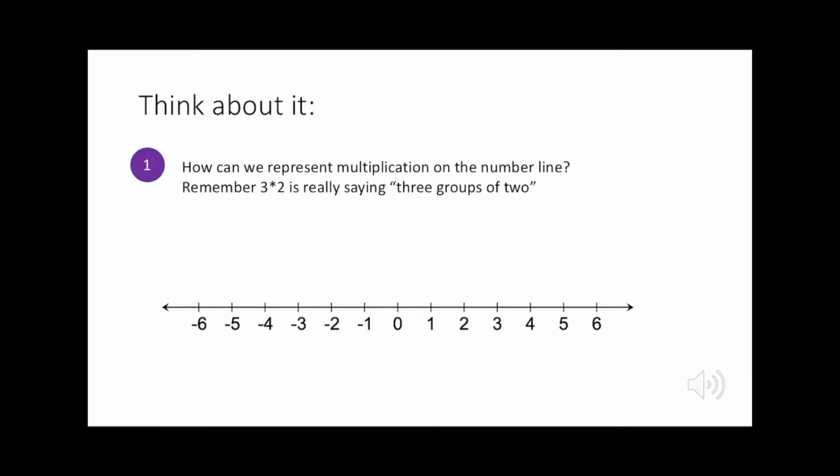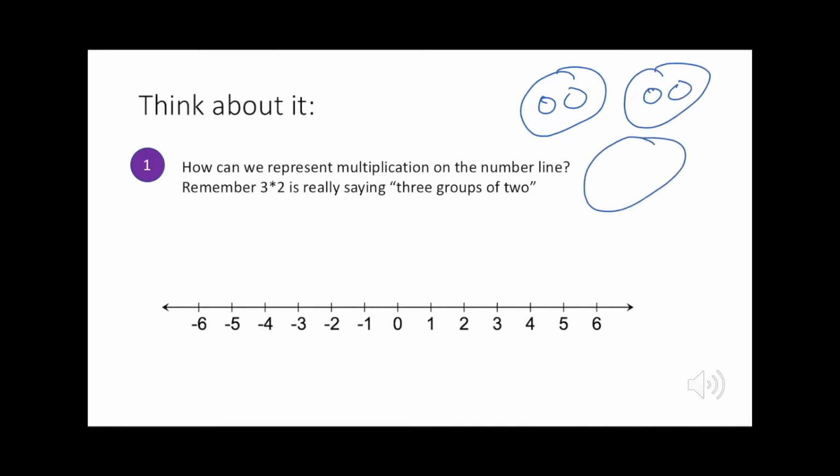So the first thing that I asked you to do was how can we represent multiplication on the number line? Remember that 3 times 2 is really saying 3 groups of 2. Right? And so once upon a time, probably in elementary school, you learned that if you do 1 group of 2, 2 groups of 2, and 3 groups of 2, and you counted all of them together, that would give you your product, right? 1, 2, 3, 4, 5, 6. So 3 times 2, we should already know, is 6, right?